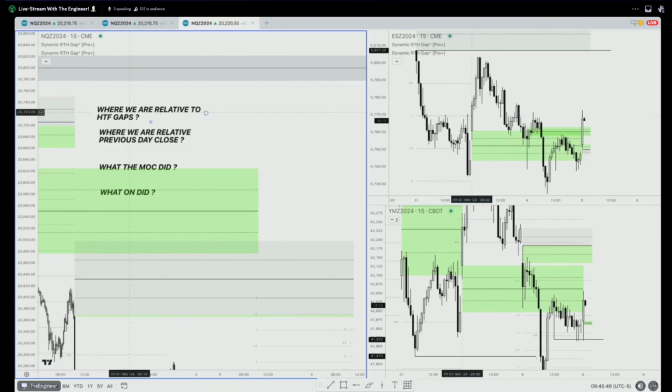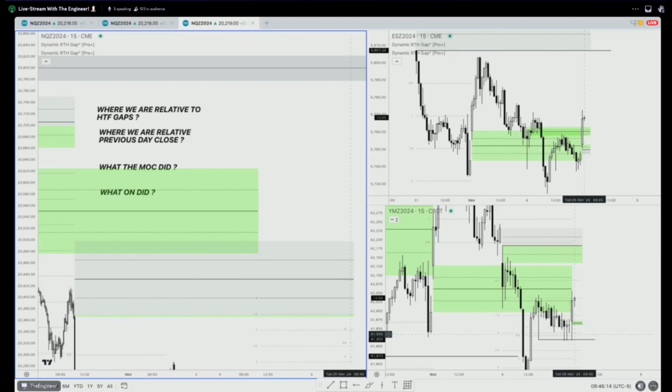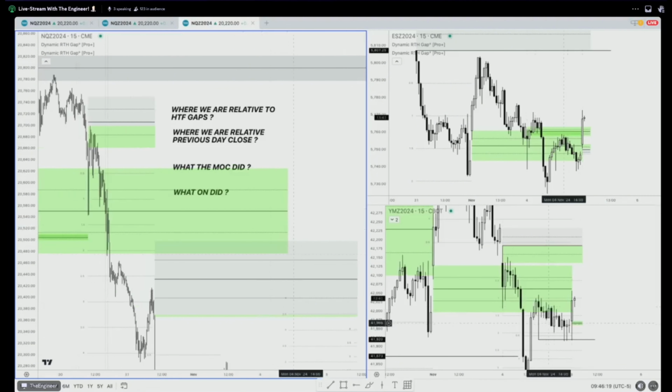Where are we trading Nasdaq relative to the higher time frame gap, and where is ES trading relative to the higher time frame? Where are we relative to the previous day close on Nasdaq, and where are we relative to the previous day close on ES and Dow? So you are using the same questions across the three assets, and you can anticipate these kinds of scenarios. Okay, so yes, I don't know if that answered your question.